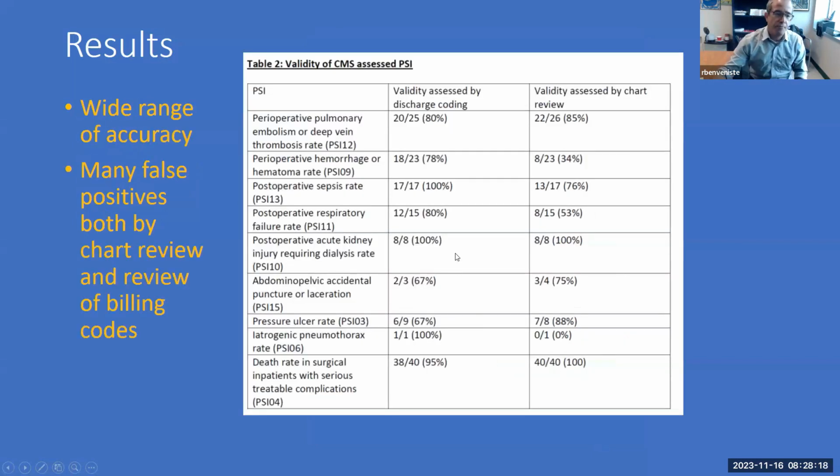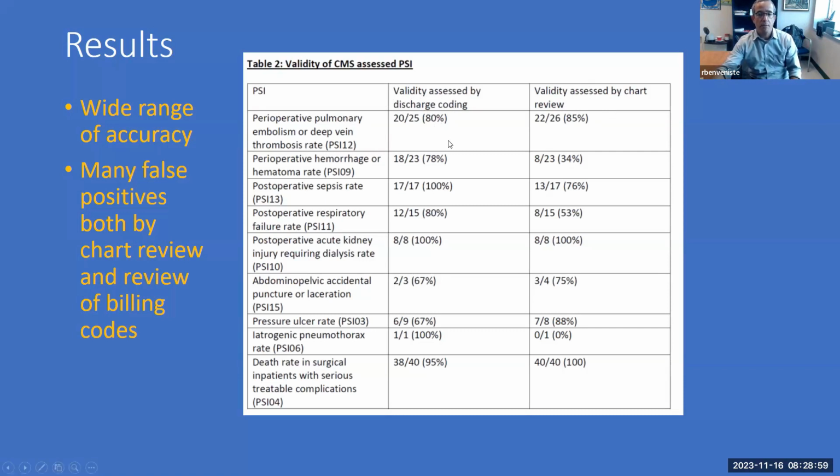So here's, I think, the most important slide, which is the validity, the accuracy of the PSI complication events assessed by Center for Medicare Services. So we did 2 types of validity assessments. One was looking at the discharge codes, the diagnostic and billing codes, and saying, even by CMS's own standards, did the codes that were submitted match the criteria for a complication? And then we also looked at chart review. Again, based on the declared inclusion and exclusion criteria, does chart review confirm that the event actually occurred?